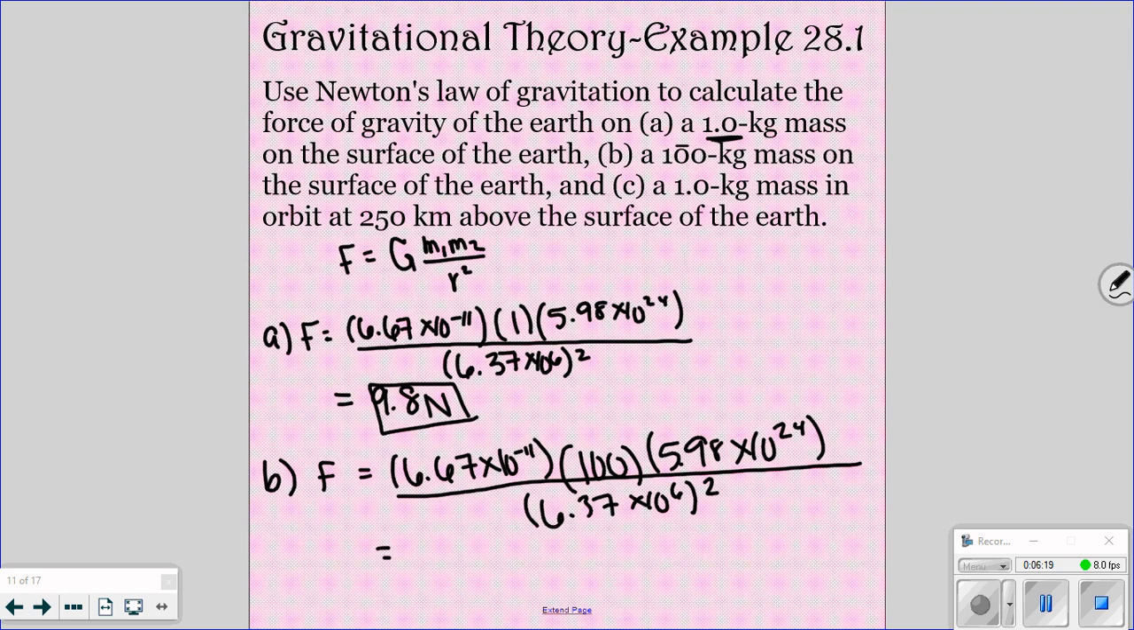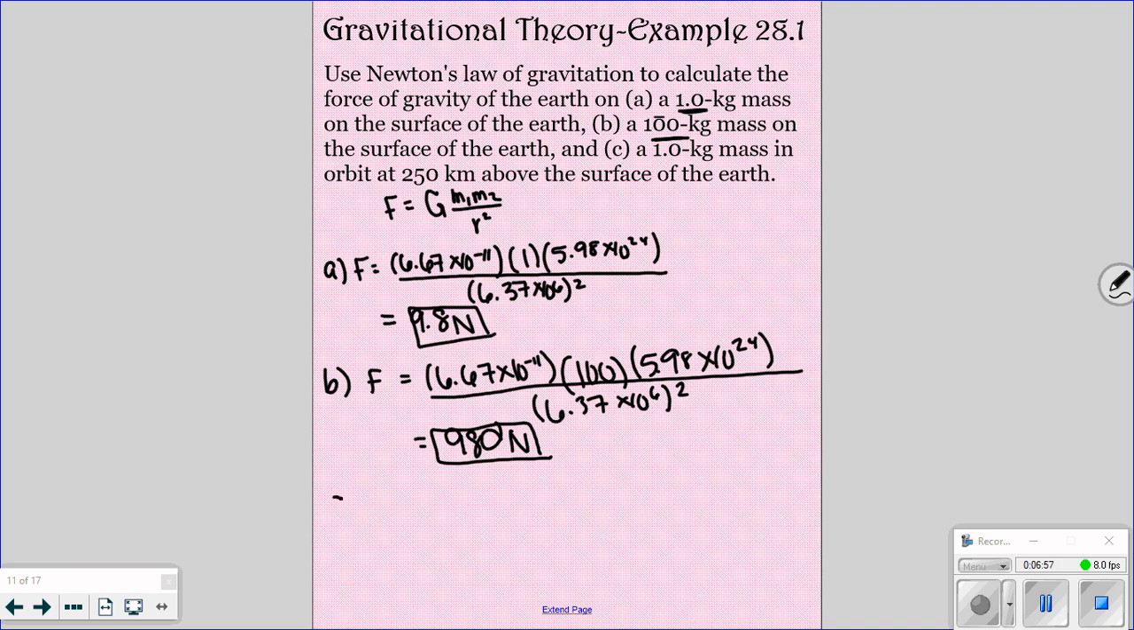And so you're going to plug that into your calculator. And so your answer is going to be 9.8, and we only have 2 sig figs here, so 980 newtons. So that would be your answer there.